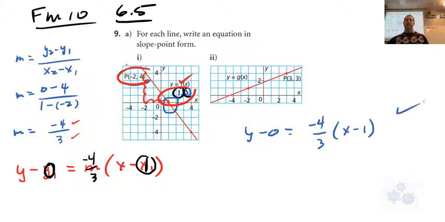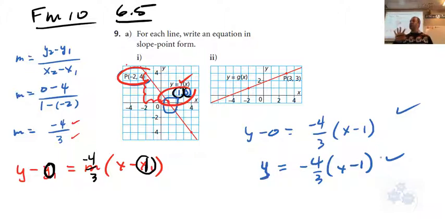If you left it like this, that's fine. If you wrote it like this, that's fine as well. That's supposed to be a y right there. Okay, so if you didn't write the minus 0, that's totally fine too. Any questions? So that's A.